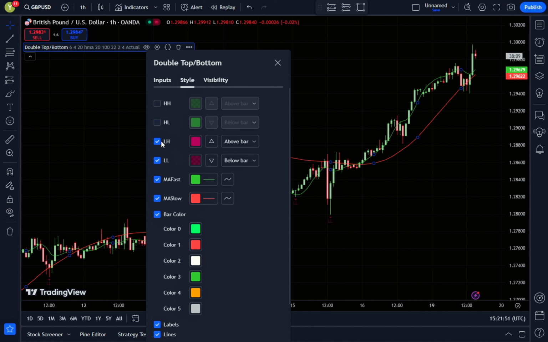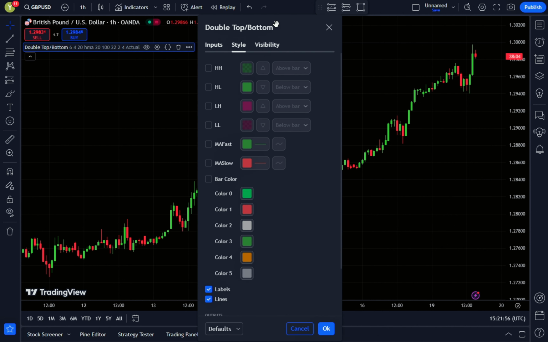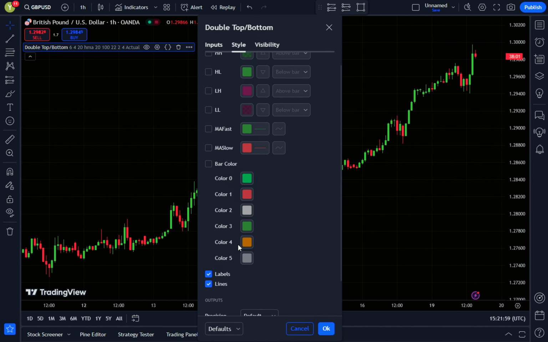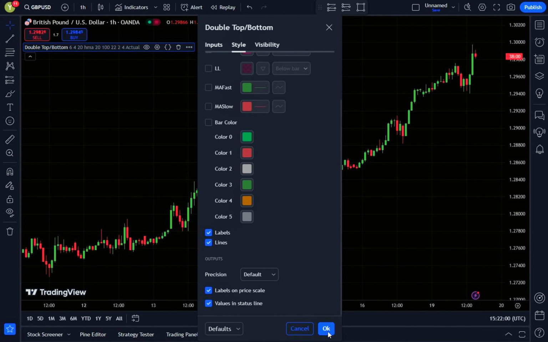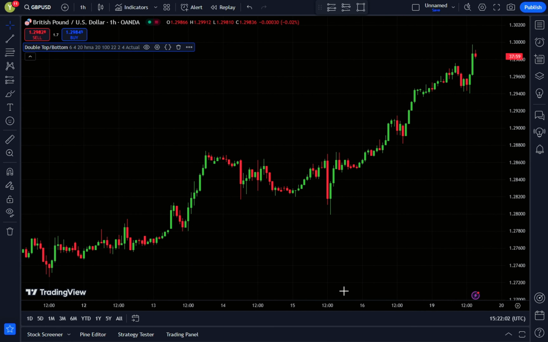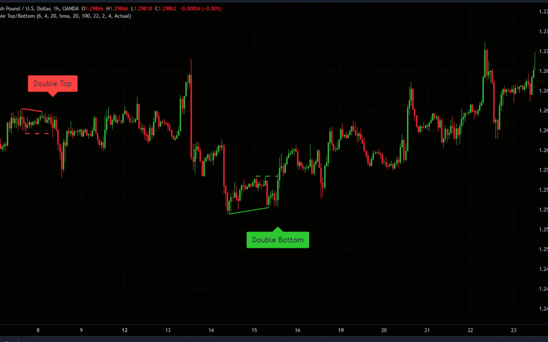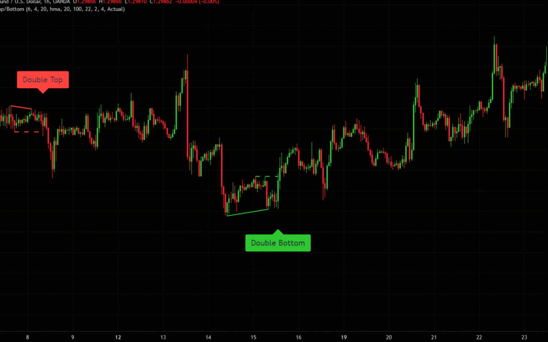Next, go to the Style tab. To keep your chart clean and focused, remove all the marks except for the labels and lines. This will make it easier to identify the patterns without unnecessary distractions. Once you've made these adjustments, click OK to save your settings. The double top bottom indicator will now help you identify key reversal points.